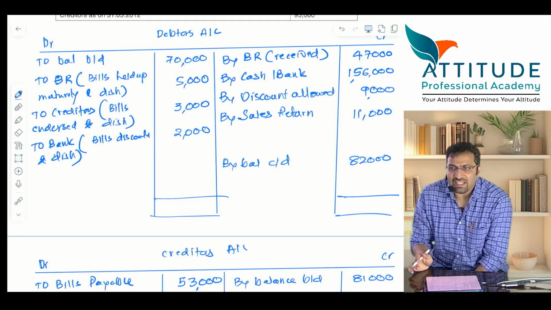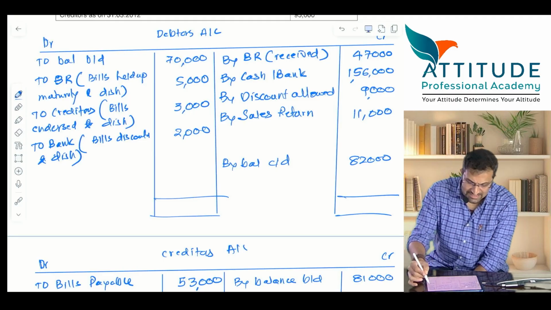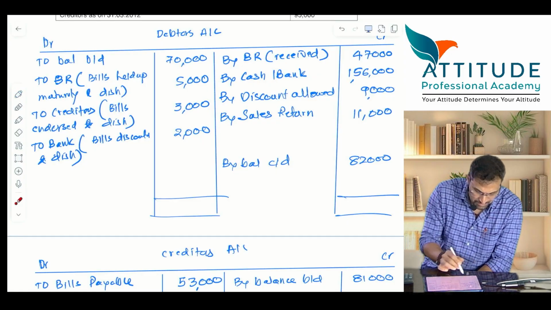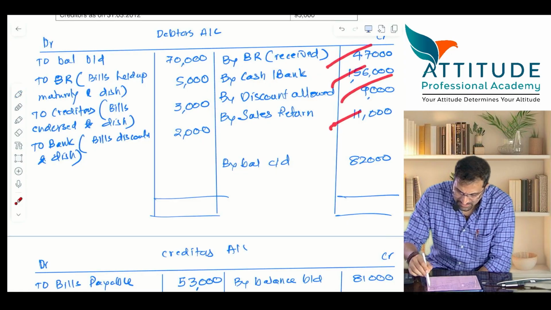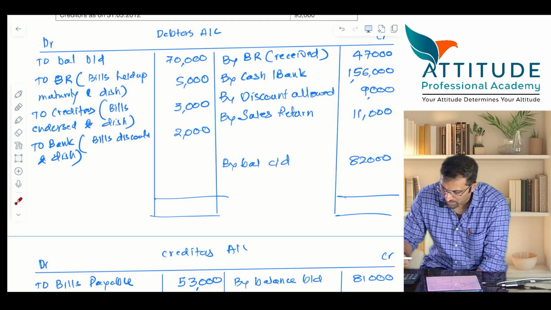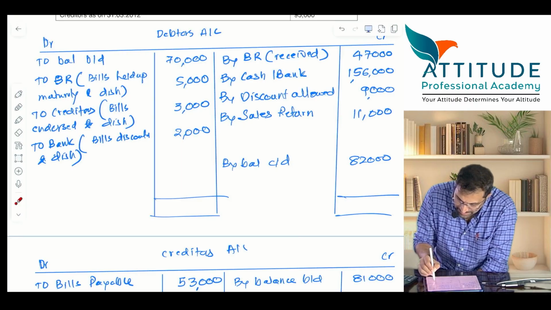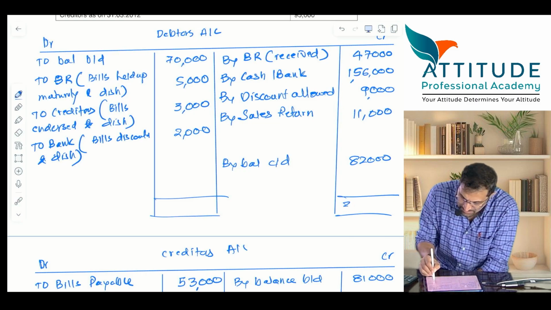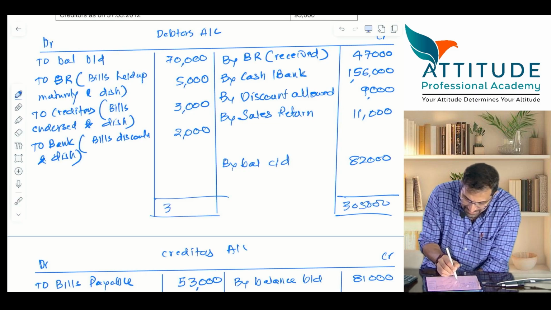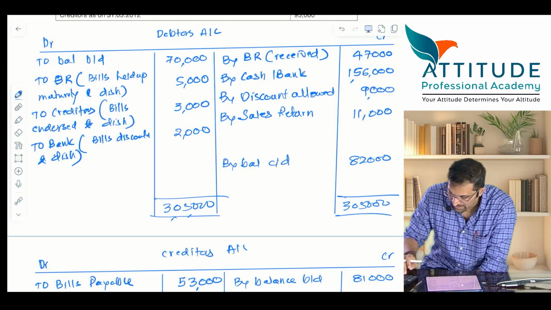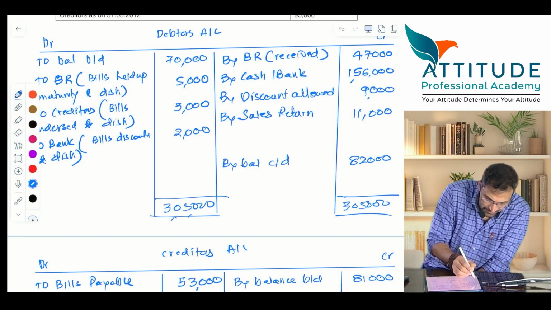Now guys, wait, sir, there should be some balancing figure, no? Yes or no? Which side is heavier? Just check the credit side total. 47 plus 156 plus 9 plus 11 plus 82 is 3,05,000. So here also 3,05,000 should come, but it is not there. The balancing figure: sales minus 70, minus 5, minus 3, minus 2 comes to 225. So 225 itself is a balancing figure.